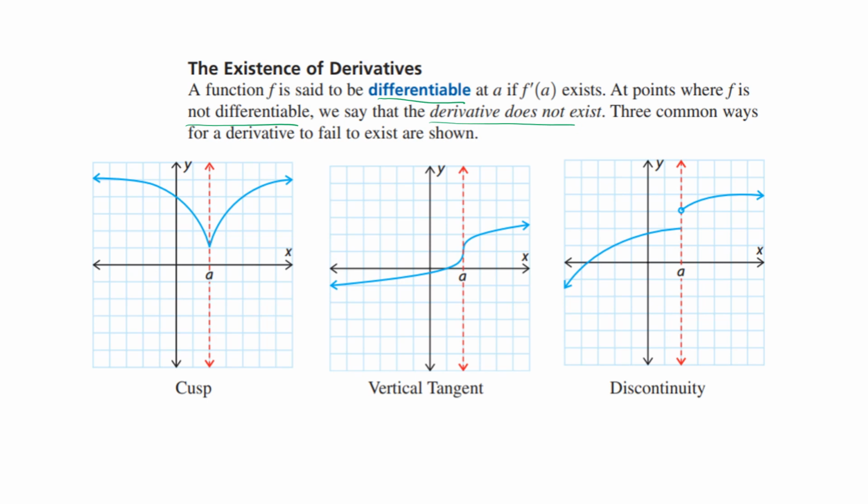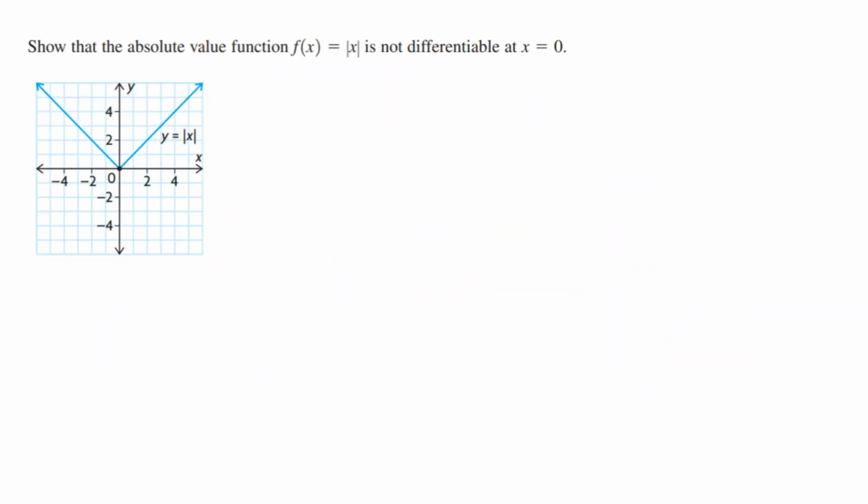So let's say for a cusp, whenever you see a cusp at the point a, the derivative is not going to exist. Same thing with a vertical tangent, it's infinite in terms of derivative, so it's not going to exist. Same thing if you tie back to the continuity section 1.6, at a point where there's a jump, it's not going to exist.